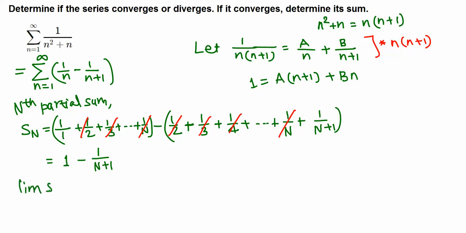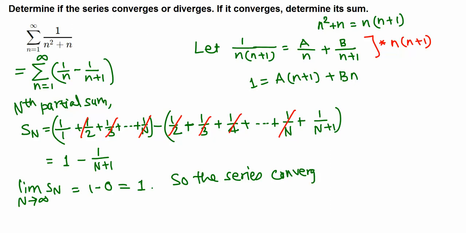Now we take the limit of this Nth partial sum as N goes to infinity: 1 minus 1 over infinity, which is 1 minus 0, equals 1. That means this series converges and the sum is 1. So the series converges, and the sum is 1, or the series converges to 1. That's the sum.